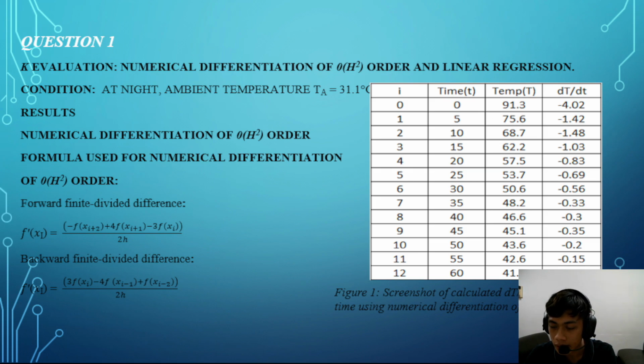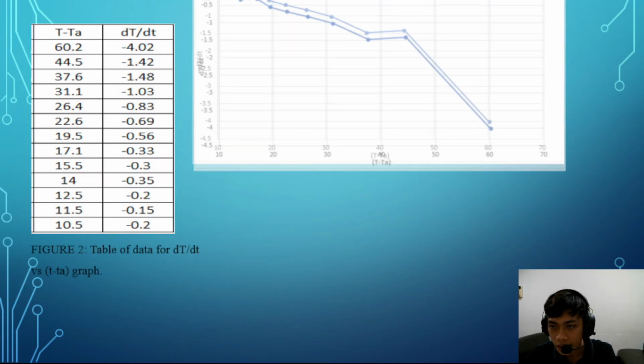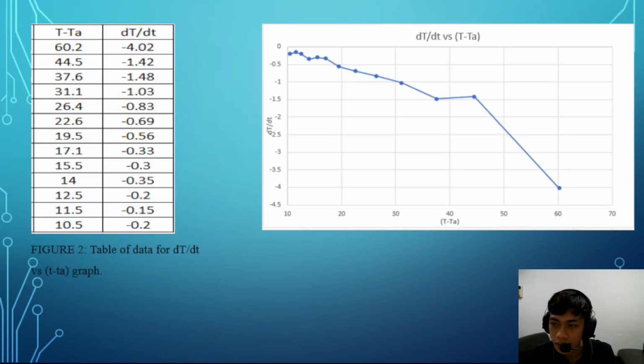If you can see, from iteration 0 to iteration 10, you can calculate it by using the forward finite divided difference formula, and from iteration 11 and 12, you can use the backward finite divided difference. For the next part, here is the generated graph of dT over dt versus T minus Ta, where Ta is the ambient temperature. We are using Microsoft Excel to generate this graph.